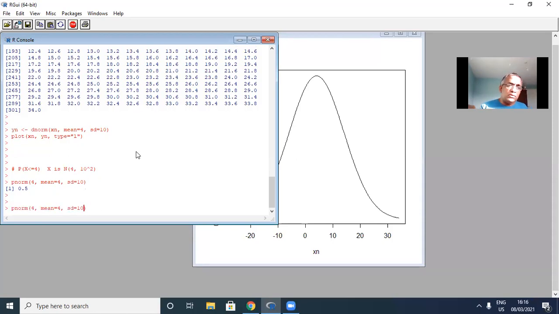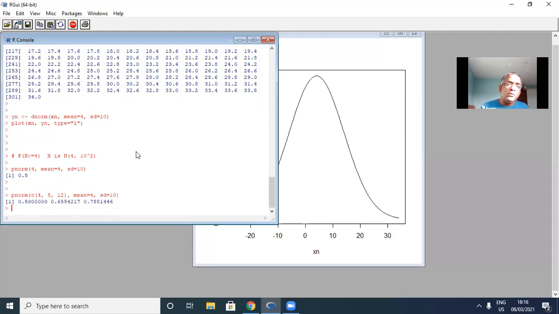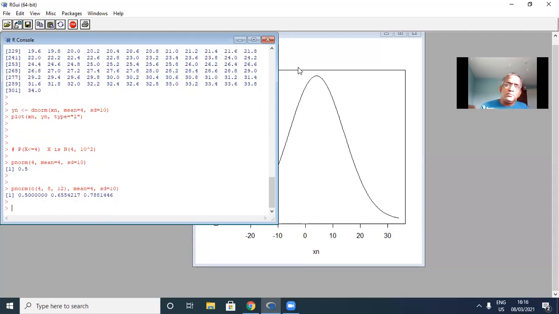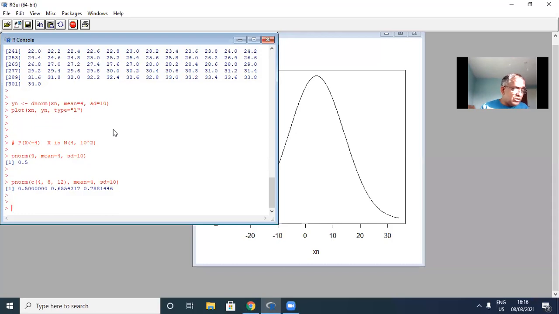And you can also do this. In this case, you are computing the probability that x is less than or equal to 4, less than or equal to 8, and less than or equal to 12. Okay.